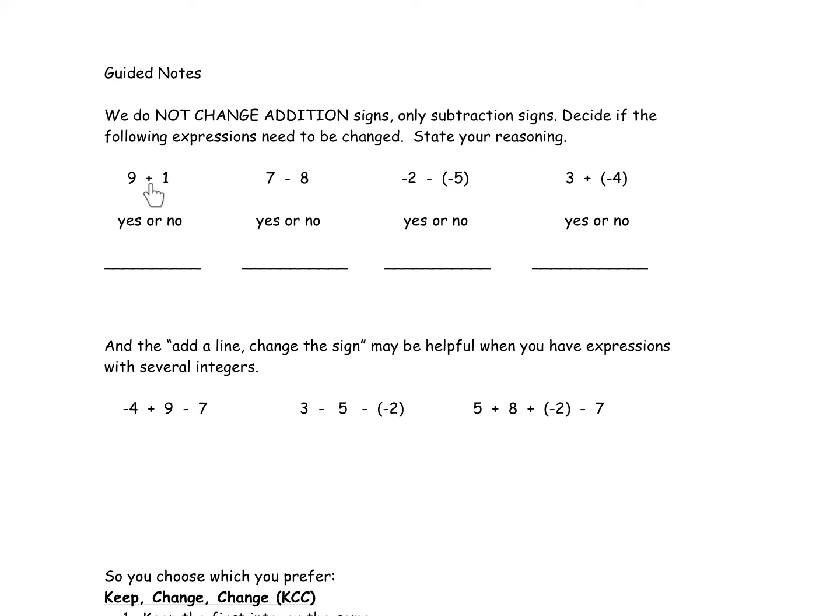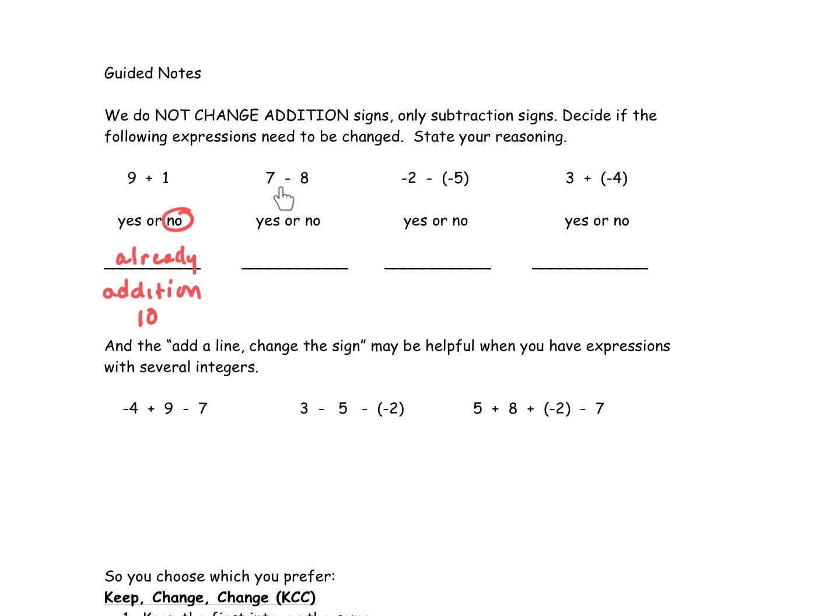So if I look at this expression, I see a plus sign. That's good. We're trying to change everything to addition. And so we do not need to change this to addition. No, because it's an addition problem. So it's already addition. There's no need to change it. We can right now add, because I see two same signs. We add them and then we keep the sign, so that would be positive 10.